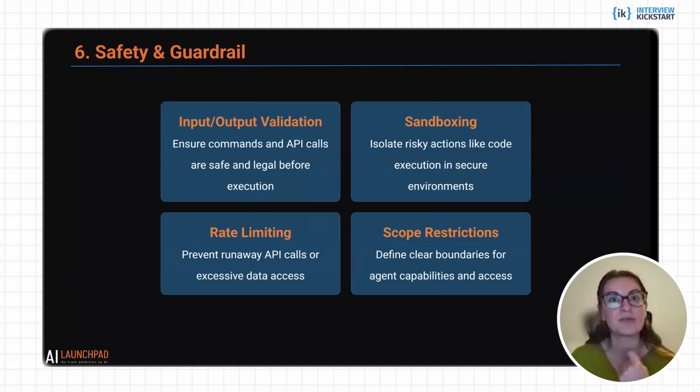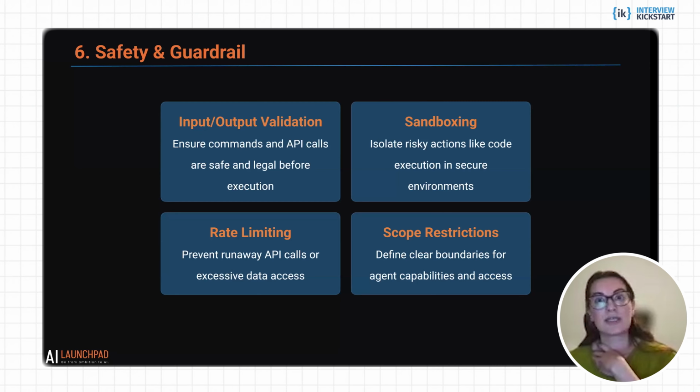Input validation before the agent even acts. Check that incoming commands are safe and well formed. What if they ask to delete all the records? This should be flagged immediately. Scope restriction: define exactly what an agent is allowed to access. For example, a financial agent shouldn't be able to access HR data.